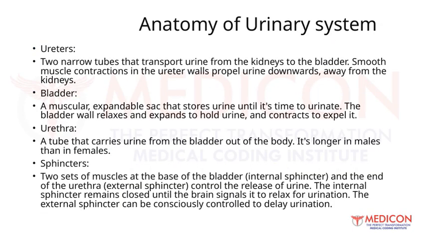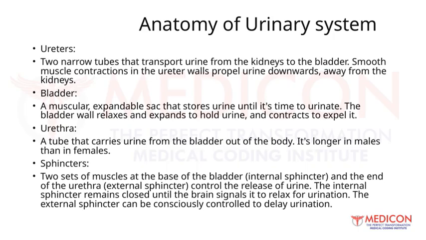Let's take a closer look at the anatomy of the urinary system. Starting with the ureters, these are two narrow tubes that carry urine from the kidneys down to the bladder. They use smooth muscle contractions, kind of like rhythmic waves, to push the urine downward, away from the kidneys. Next, we have the bladder, which is essentially a muscular, expandable sac. Its main job is to store urine until we're ready to urinate. The bladder wall relaxes and stretches to hold the urine, and when it's time to go, it contracts to expel the urine out of the body.